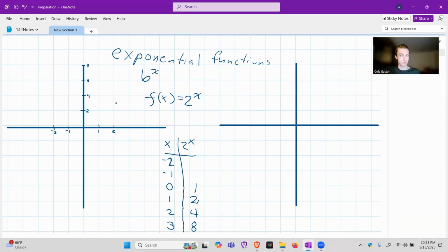But any other number to the 0 is 1. And that should kind of make sense if you look at this pattern, right? As I go from 8 to 4, I'm dividing by 2. 4 to 2, I'm dividing by 2. And then 2 to 1, I'm dividing by 2. And so maybe that gives you some insight as well as to what 2 to the -1 should be, because maybe we should just divide by 2 again, and that would be exactly right.